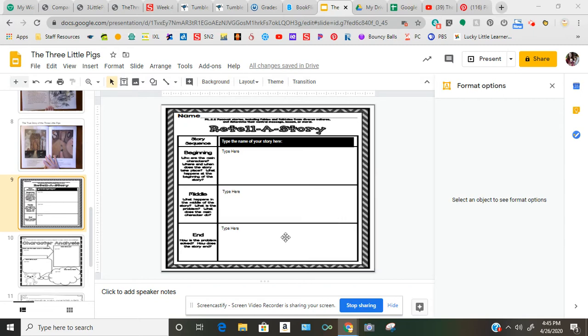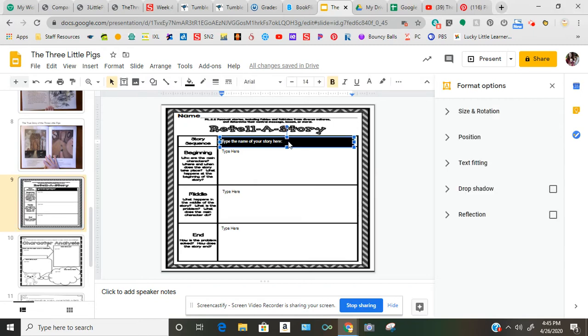So on this slide, it's a retell a story. Since a lot of you, not all of you, but a lot of you had a little bit of difficulty on the beginning, middle, end when it was on the Officer Buckle and Gloria slides, I'm just going to go over this one with you for the Three Little Dassies.